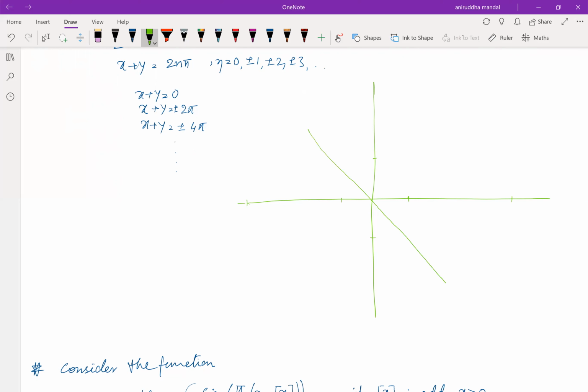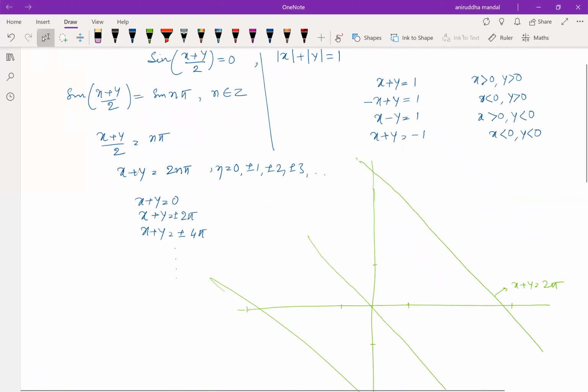So we just draw. What we have is this parallel line, and it cuts like this. So this is x + y equal to 2 pi, and this is x + y equal to minus 2 pi. And similarly, all other lines we can easily draw. So this is the graph of the first equation.